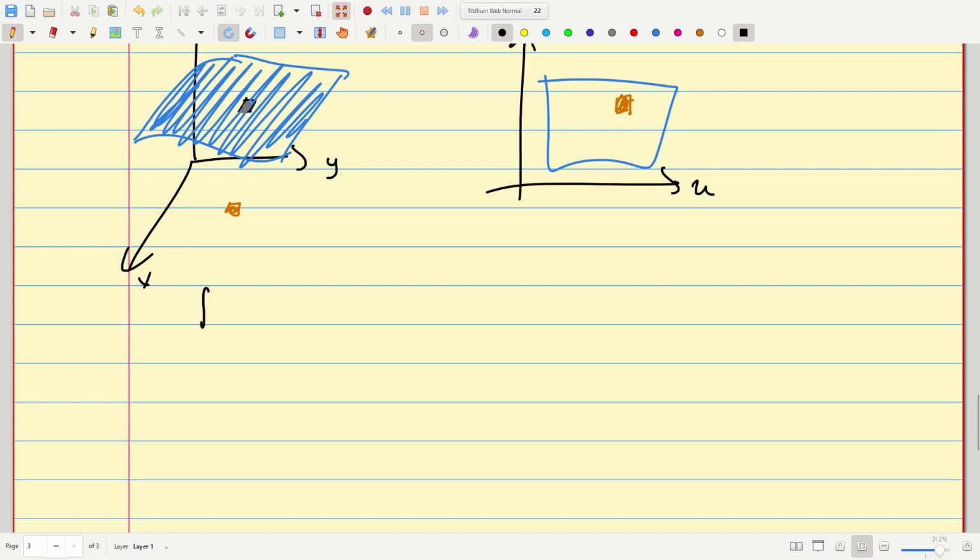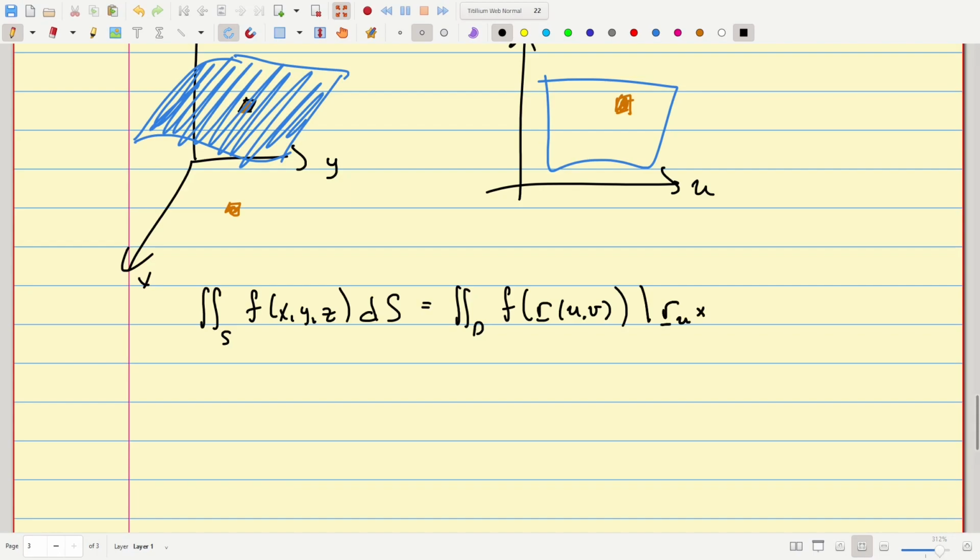The expression for this would be the double integral over the surface S of our function of 3 variables, dS, that's a capital S. This is equal to the double integral in the parameter domain of the parameterization of f with respect to u and v times the magnitude of the cross product of r partial u cross r partial v dA.